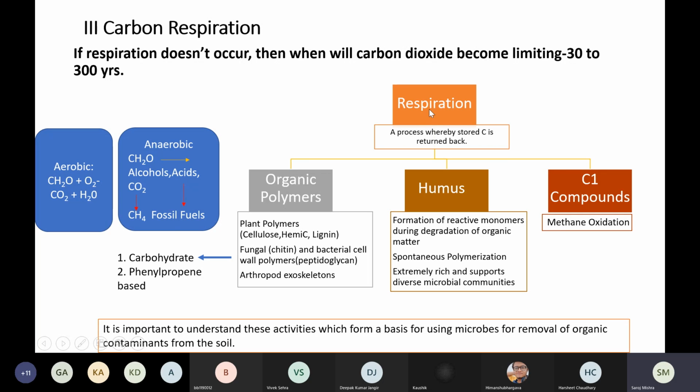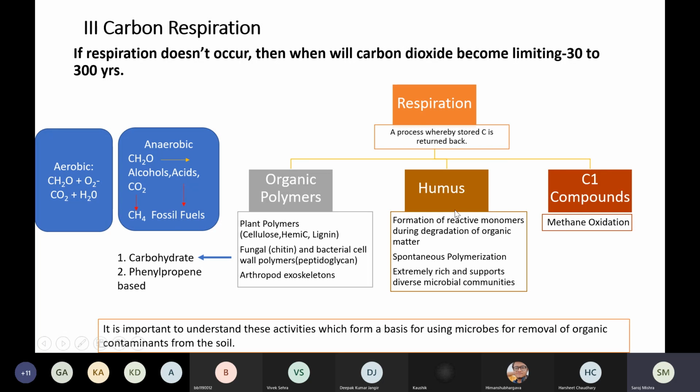So when you talk about respiration, we are going to roughly look at respiration, that is, returning of carbon dioxide into the environment through breakdown of organic polymers, or through breakdown of humus, or through breakdown of C1 compounds. Okay. Why do we talk about this? Because these are the 3 major polymers in which the atmospheric carbon dioxide has been fixed up in the life forms.